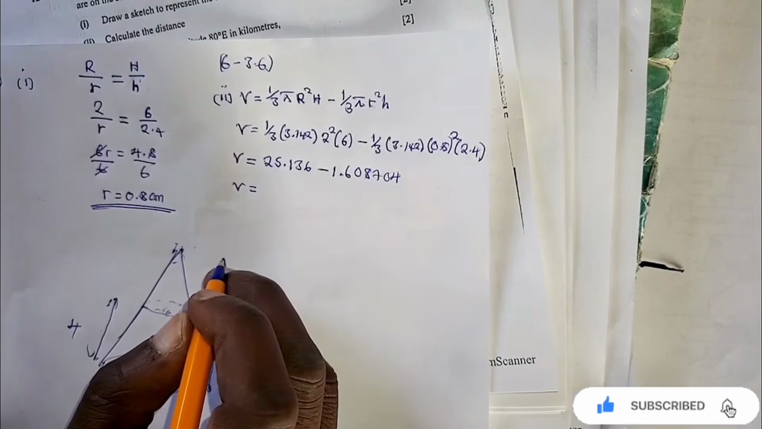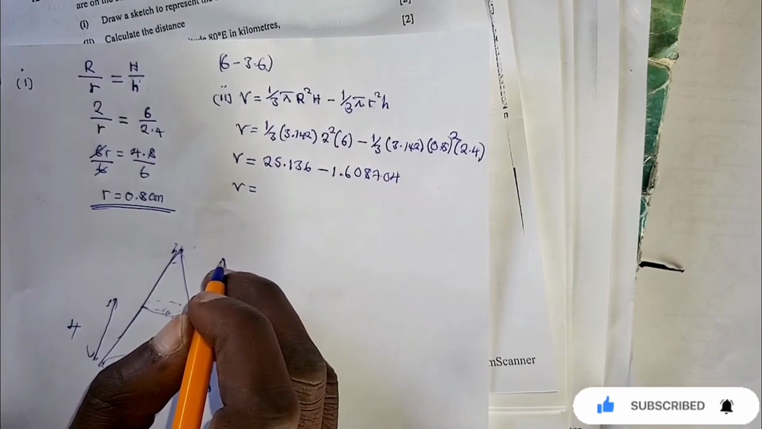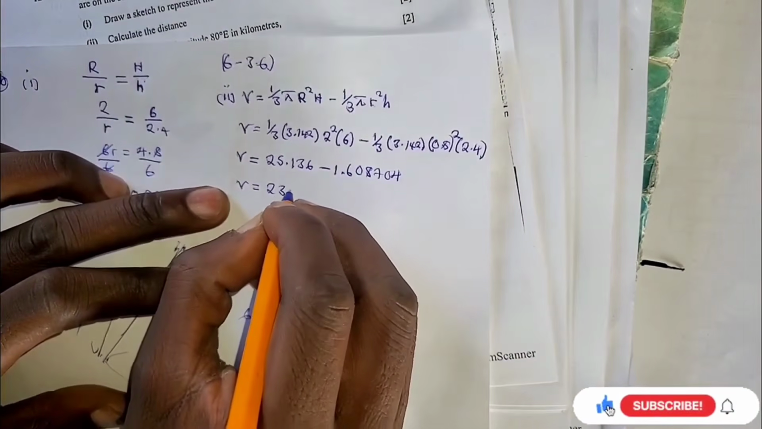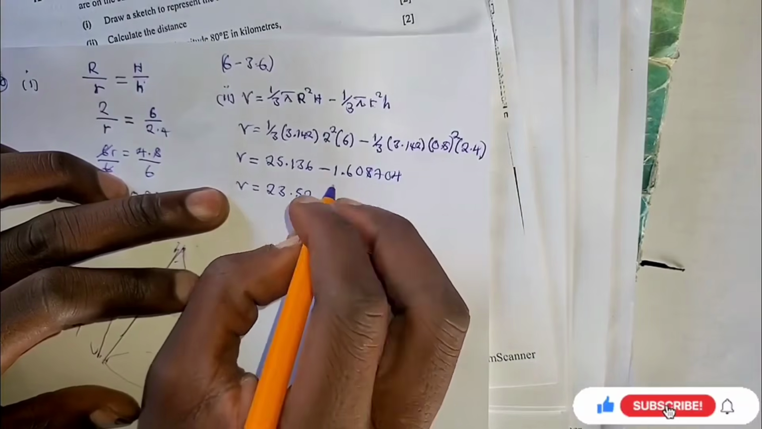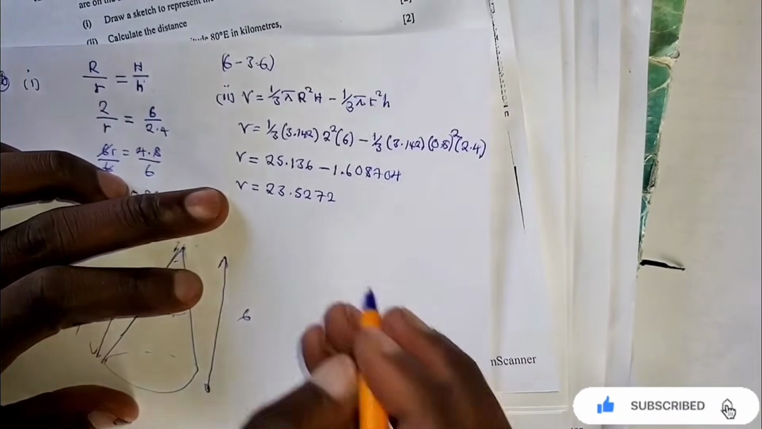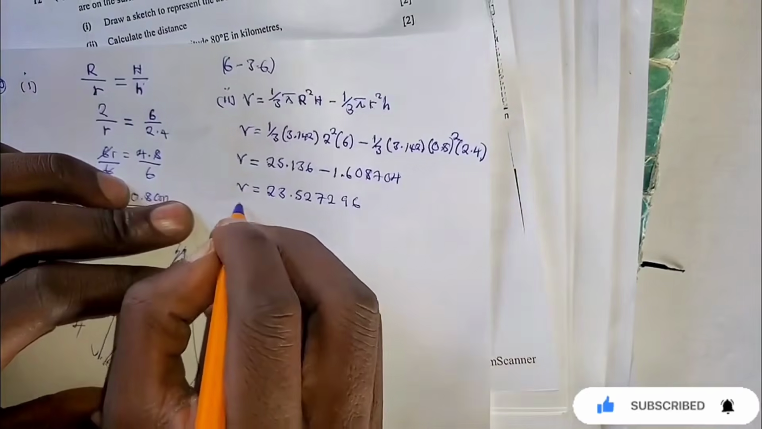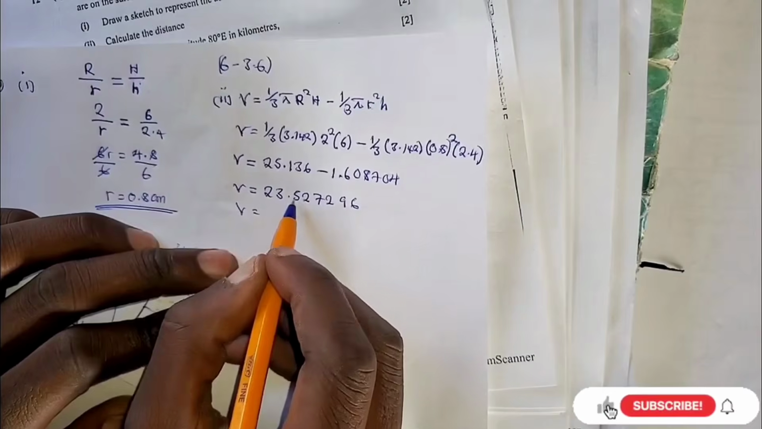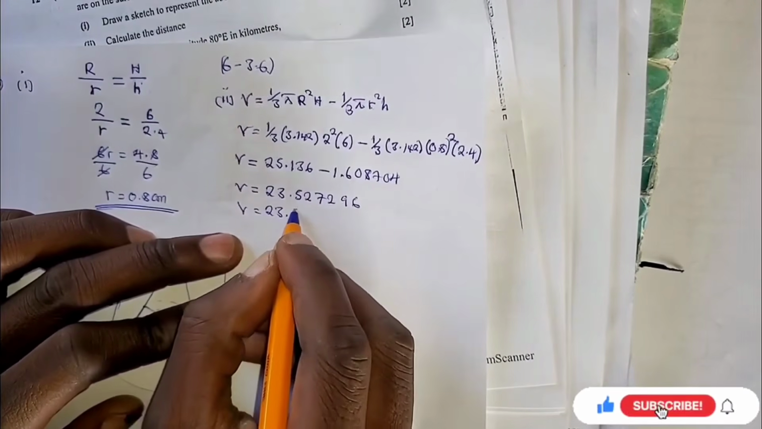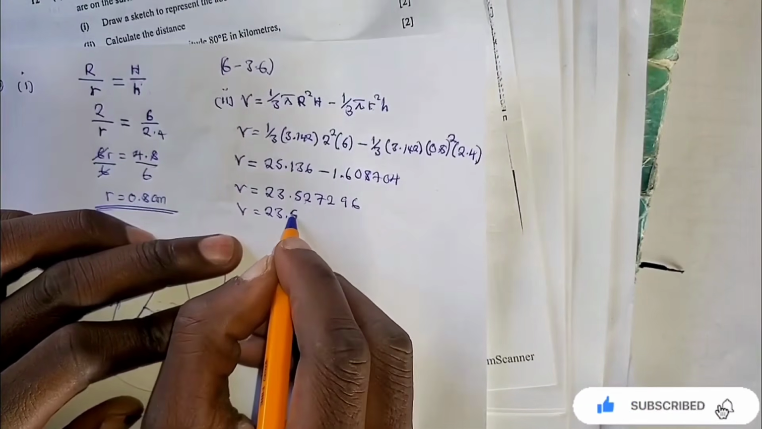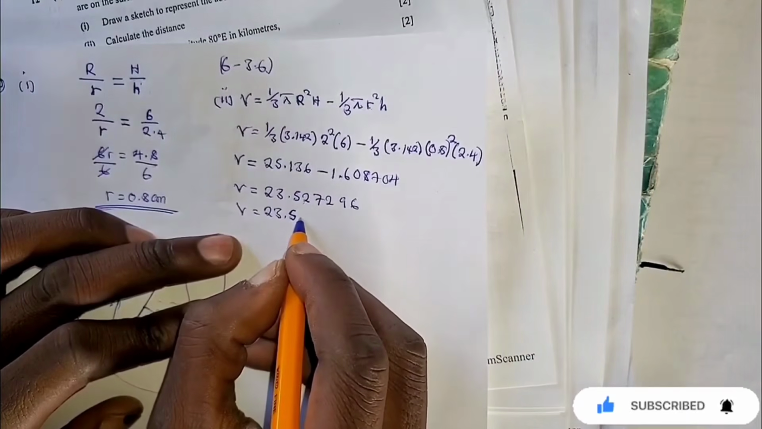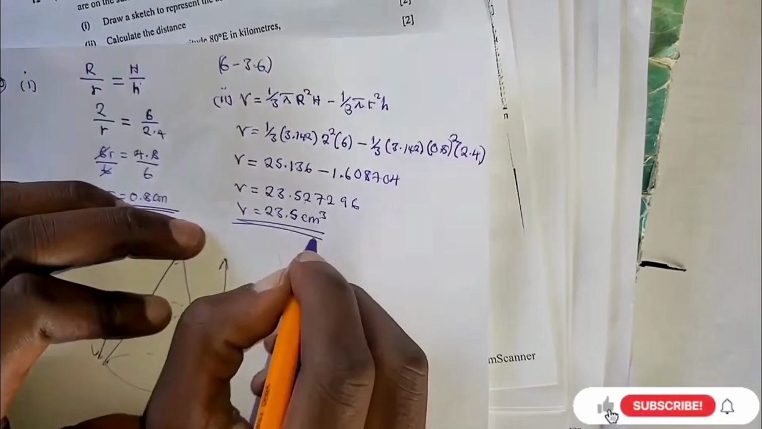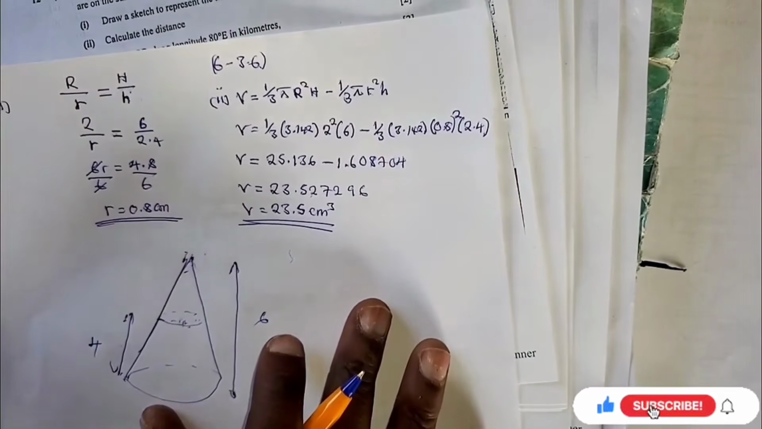Okay, when you subtract, we're going to have 23.527296. When you round this off to 3 significant figures, you have 1, 2, 3. Am I right? Yes. So you have 23.5, since this next digit is less than 5. 23.5 what? What are the units? It's centimeters, so it's cubic centimeters. Okay, so that's all to this question.